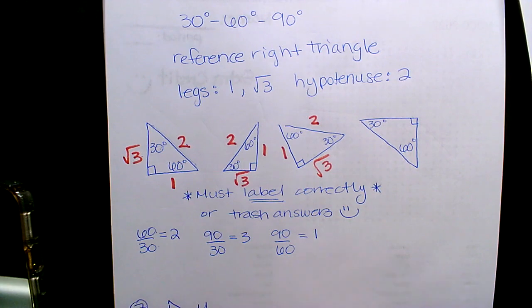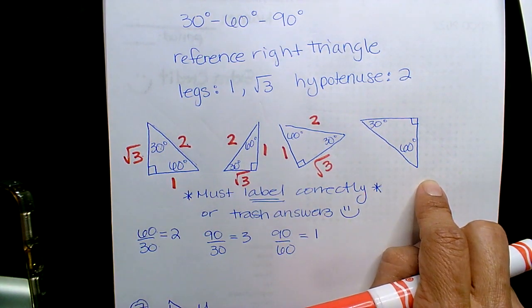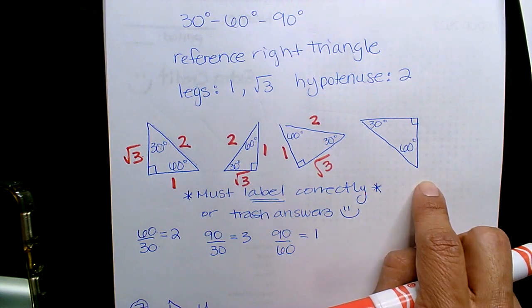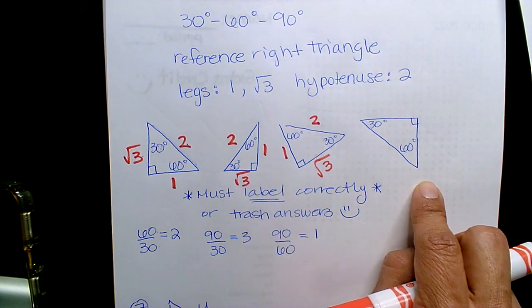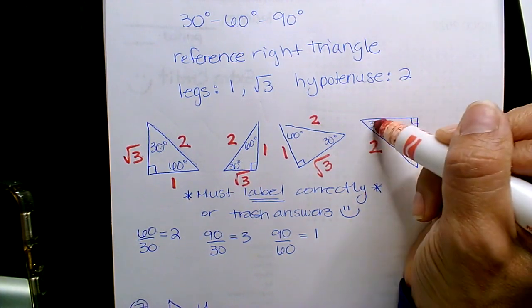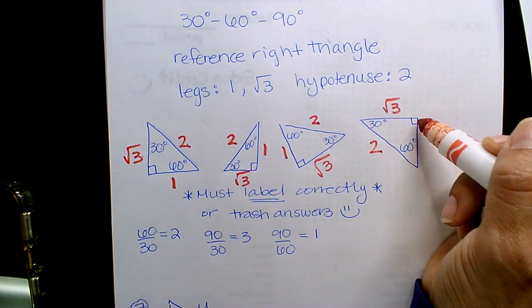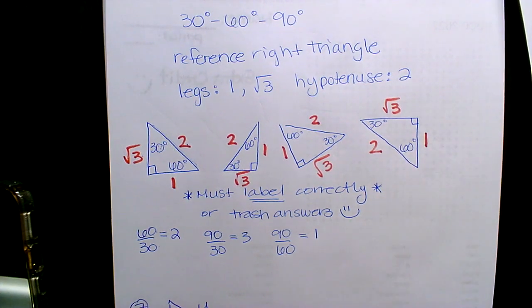So it doesn't matter how the triangle is rotated or flipped. As long as you kind of have that division, eventually you memorize it and you don't have to say it anymore. 30 goes into 60 twice. 30 goes into 90 3 times, but it gets the radical. 60 goes into 90 once. That's how you label, yes?